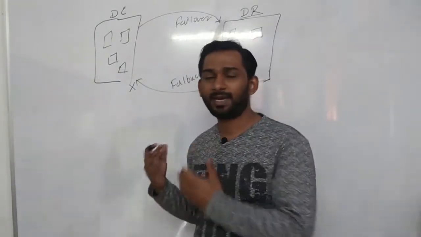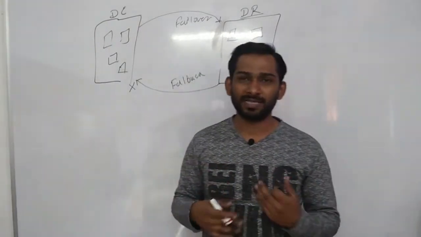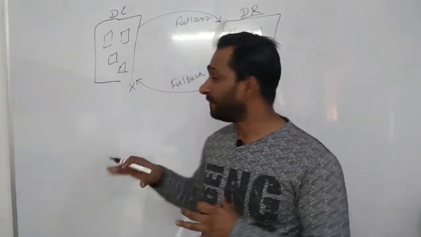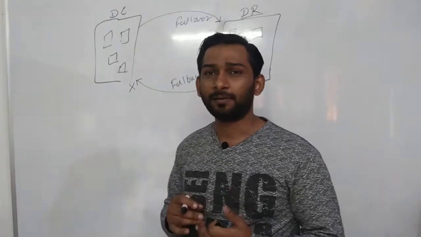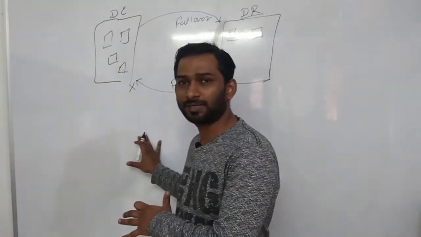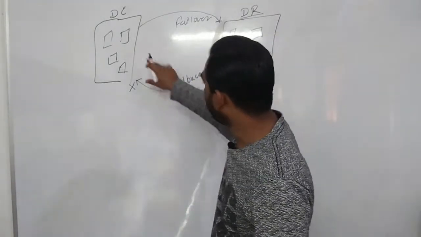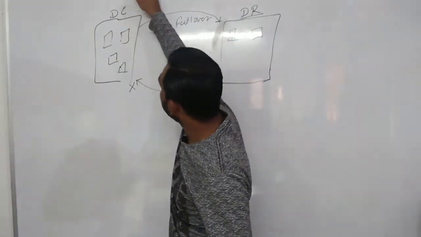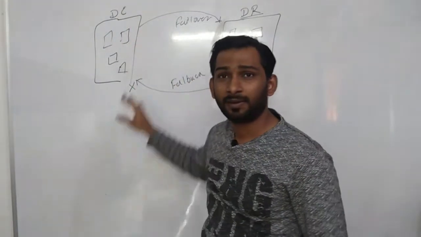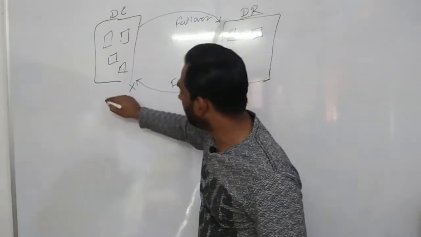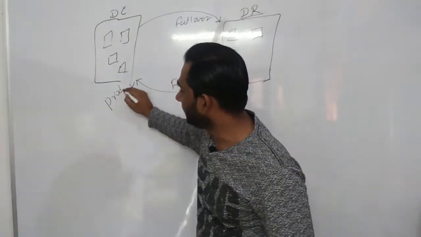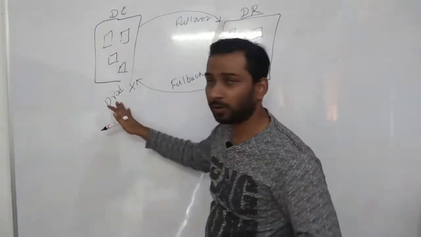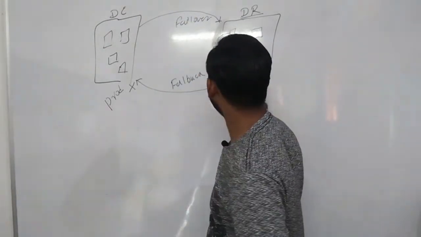So this was a very layman explanation of what is disaster recovery, and I just wanted to spend some more time explaining what we will be learning using this whiteboard. We will be talking about the production site where your data center is running. I just realized whatever I'm writing here is not visible. So this is your prod site, and this is your DR site.